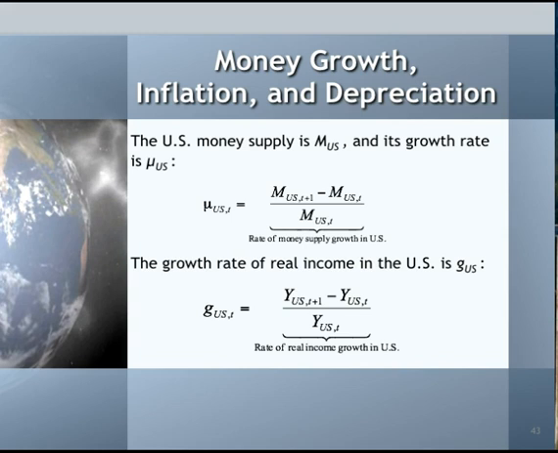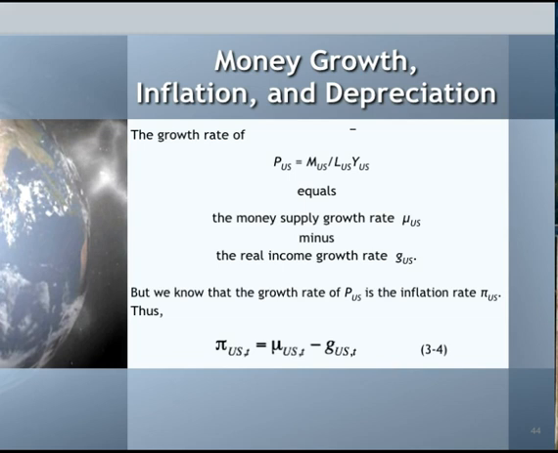And we calculate this growth rate just like we would calculate any change. We take, for example, the money supply at point T plus 1, we subtract off the money supply at point T, and we divide it by the original value of the money supply at time T. And this gives us the growth rate of the money supply, mu in the United States at time T. The same thing for the real income in the United States, represented by the letter G. G in the United States at time T is nothing more than the real income at time T plus 1 minus the real income at time T, all divided by the real income at time T.